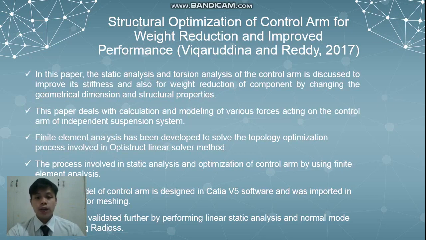It also deals with calculation and modeling of various forces that act on the lower control arm. Finite element analysis has been used for static analysis and topology optimization, which involves linear solver method. The CAD model of the lower control arm is designed in CATIA V5 and imported to Altair HyperWorks for meshing. Linear static analysis and normal mode analysis was performed using RADIOSS in order to validate the design.